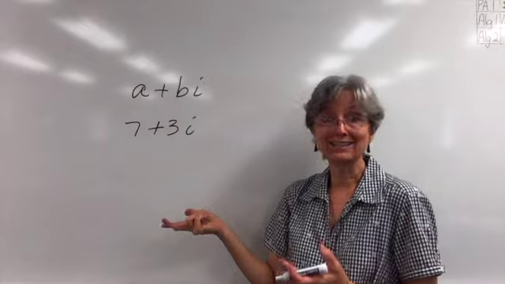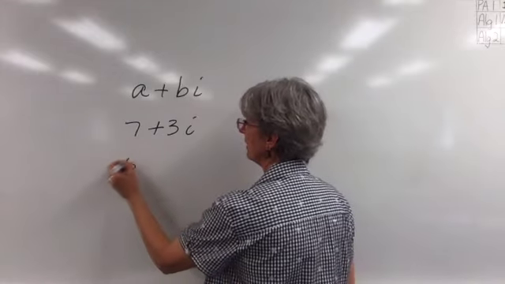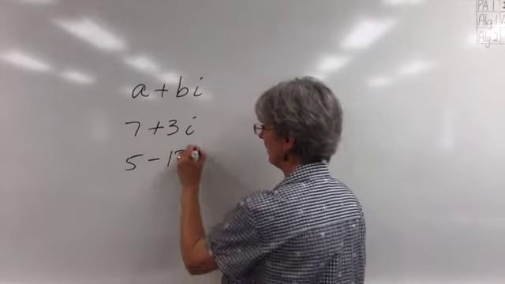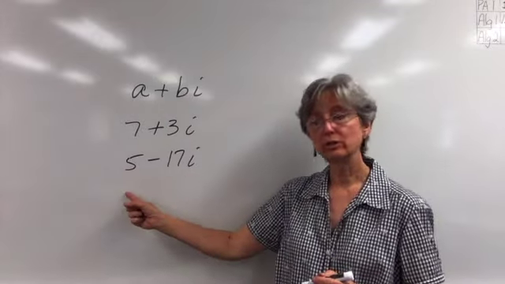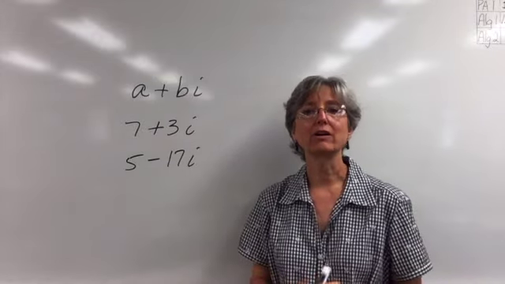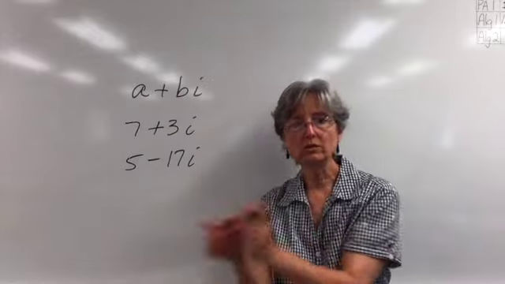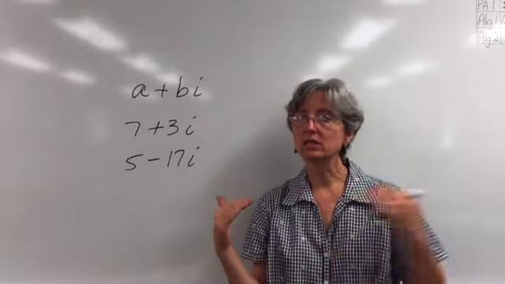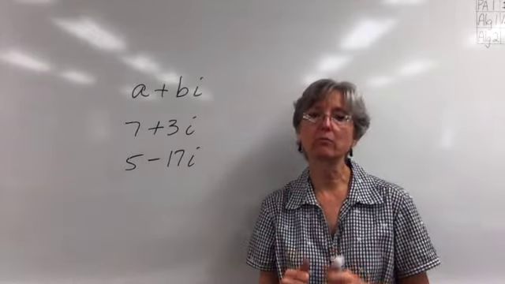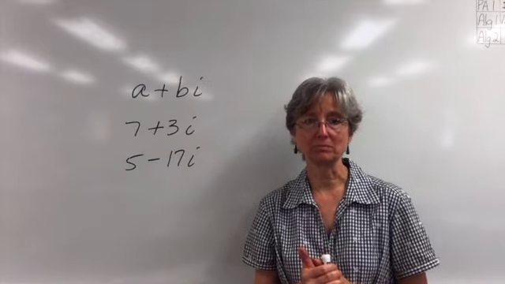Or it could be minus. 5 minus 17i. There we go. So there's the real part, there's the imaginary part. You always write real plus the imaginary. It's always in that order, that standard form. I want you to write your answers in standard form.